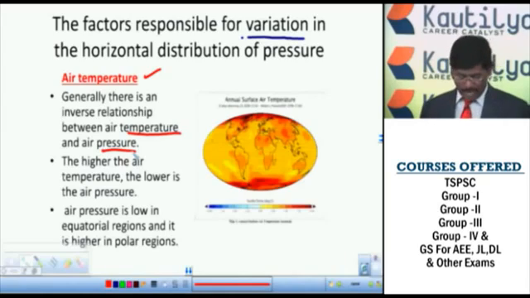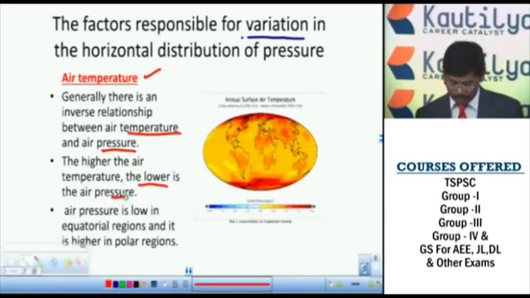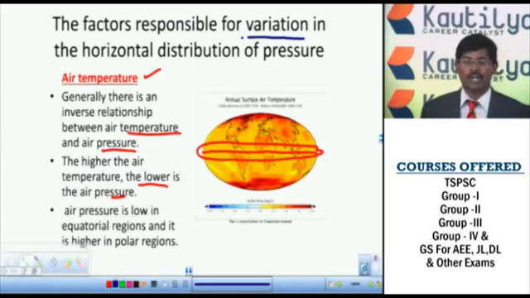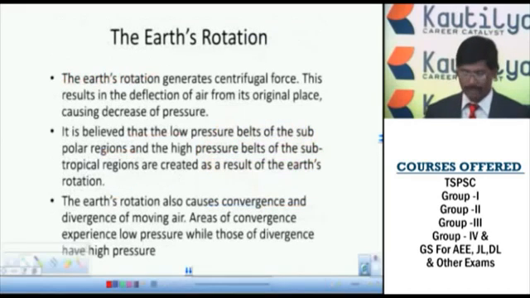The higher the air temperature, the lower the pressure. According to this, air pressure is very low in the equatorial region. In the equatorial region, the sun's rays fall directly on the earth's surface. If the sun's rays fall directly in this region, we see very high temperatures, and in this very high temperature region there is automatically low atmospheric pressure. So this is about air temperature.